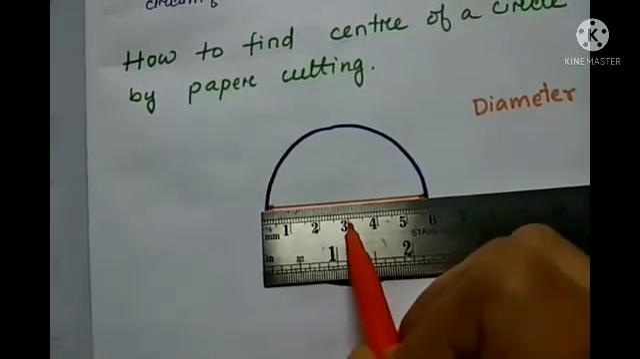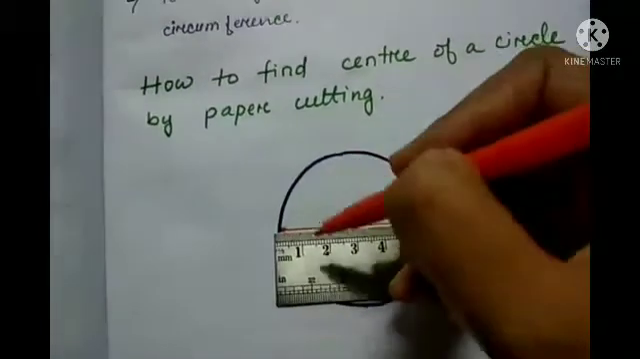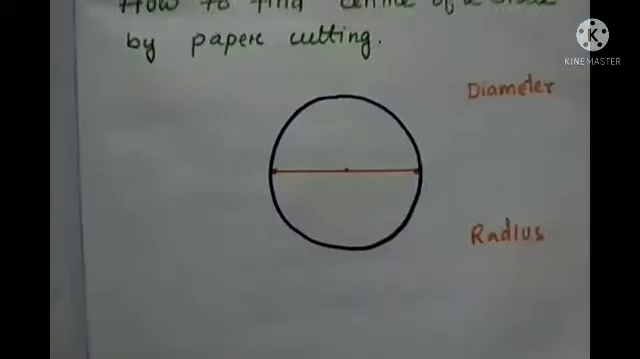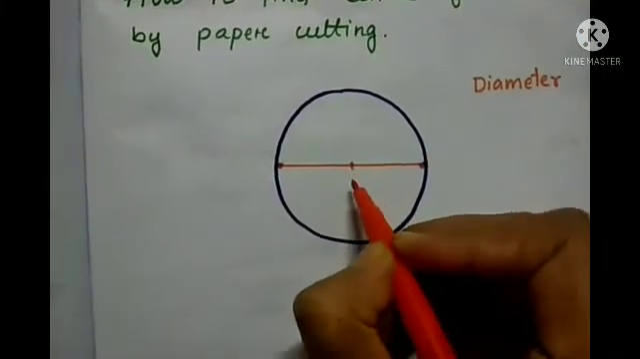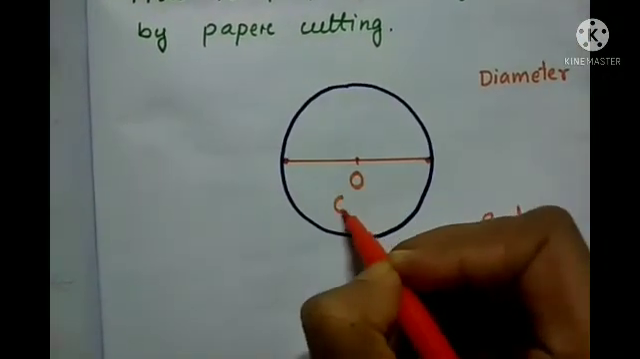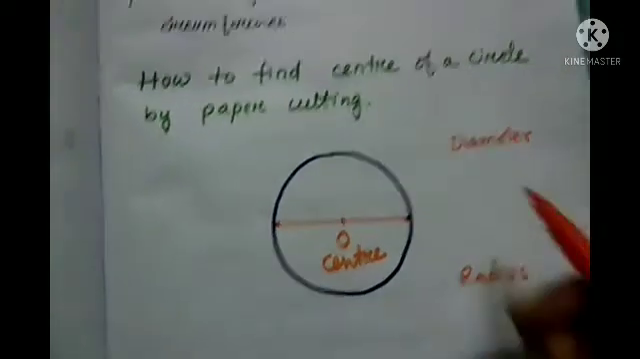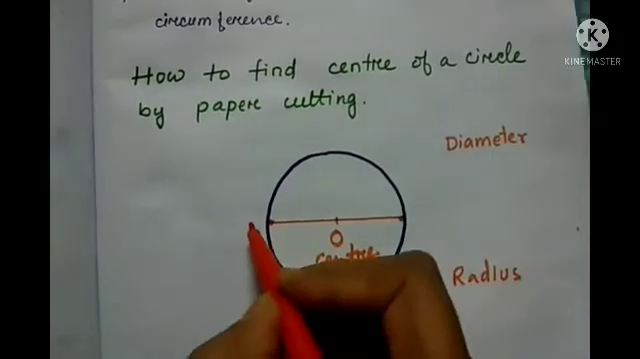It's about 6 centimeters, right? So the midpoint will be at 3, so you have to mark this point. The midpoint of this line will be the center, and that one I am naming O. So in this way we can find out the center.